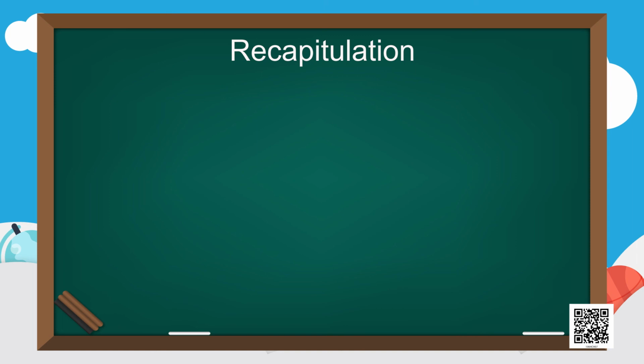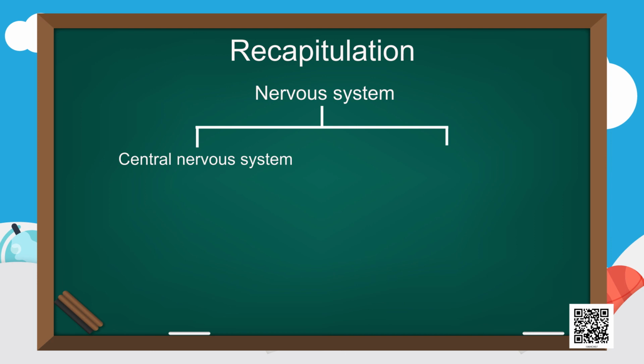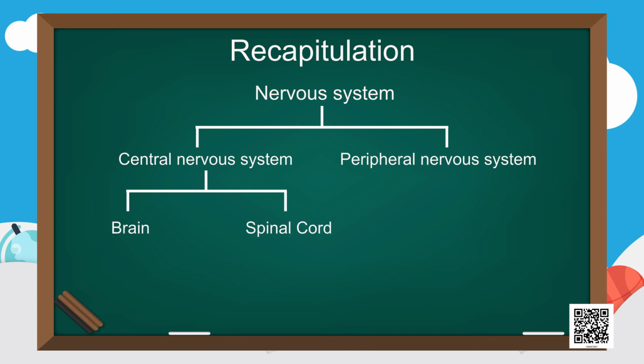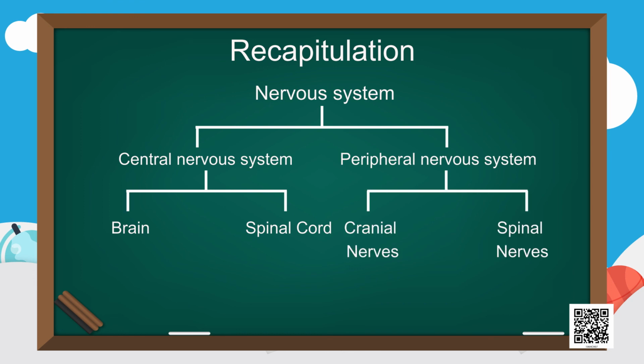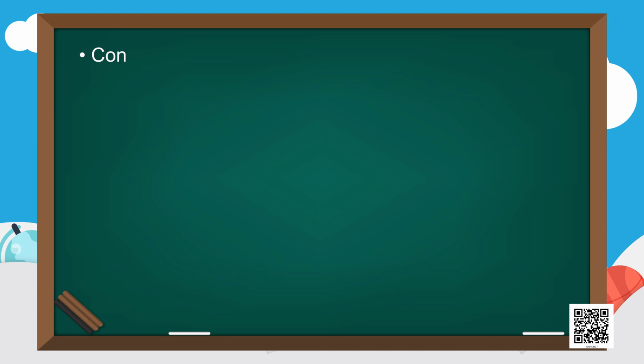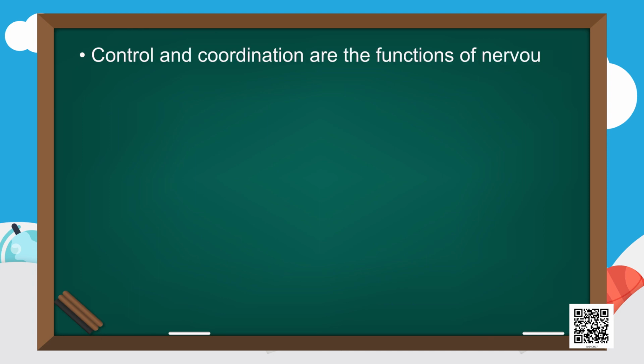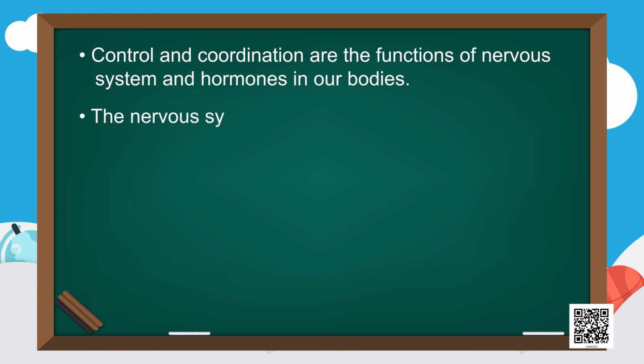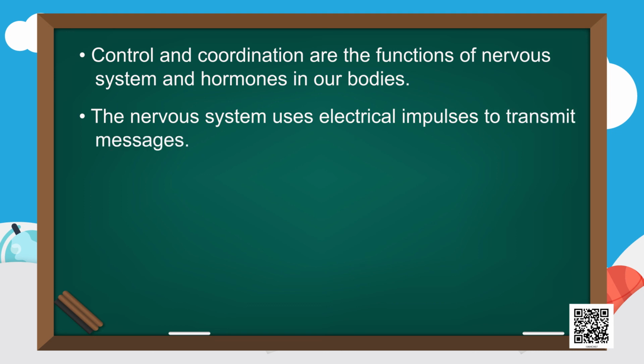Recapitulation. Nervous system is divided into two parts, central nervous system and peripheral nervous system. Central nervous system includes brain and spinal cord, and peripheral nervous system includes cranial nerves and spinal nerves. Control and coordination are the functions of the nervous system and hormones in our bodies. The nervous system uses electrical impulses to transmit messages. The gap between two neurons is called synapse.